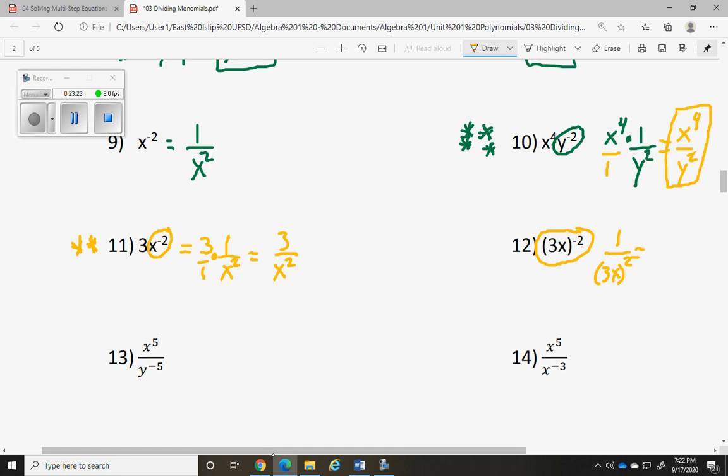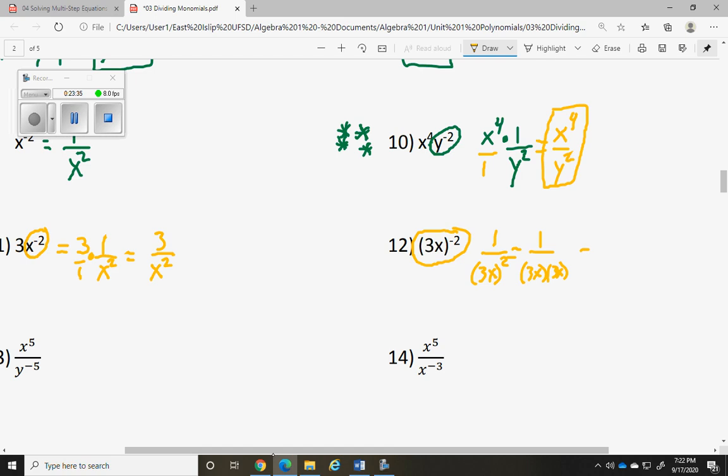Now I can take number 12 a step further, by the way, and I should take it a step further. I should write this as 1 over 3x times 3x, right? Those parentheses have to be written out twice, which means I can write this as 1 over 3 times 3 is 9, and x times x is x squared. This is the final answer that I'd want you to write.